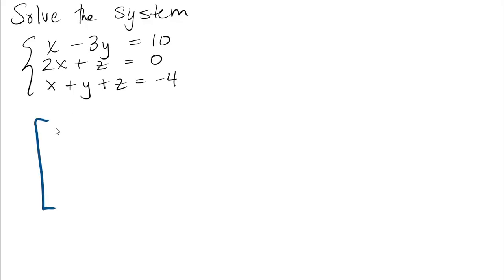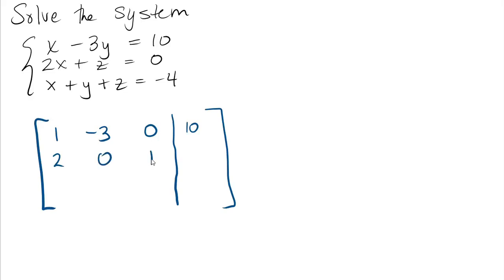To translate the first row, I'm going to use 1x, negative 3y, and then since there are no z's, I'm going to use a 0. It's like that's already been eliminated for us. Then a 10 on the other side. Here, be careful, it's 2 x's, it's no y's, and 1 z. Make sure you keep the coefficients for y and z straight, and then 0 on the other side. And the last row is 1, 1, 1, negative 4.